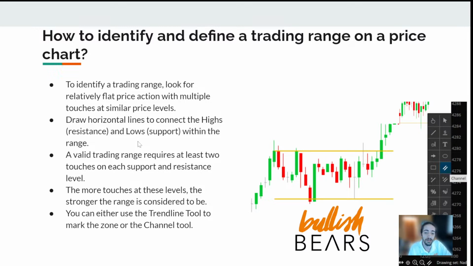A valid trading range requires at least 2 touches on each of support and resistance. So again, 1, 2, and then this one's 1, 2, 3, almost 4. The more touches at these levels, the stronger the range is. So if we're in this range and we're going 1, 2, 3, 4, 5, and we're staying in this range, then you have no reason to try to trade the breakout. That just gives you the confirmation that we are in the range, and you should continue trading that range.